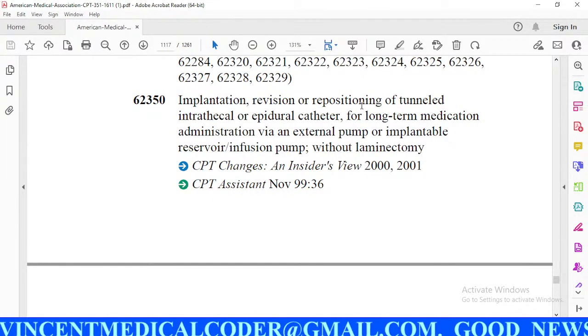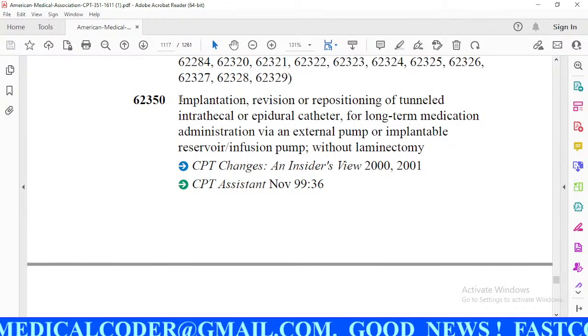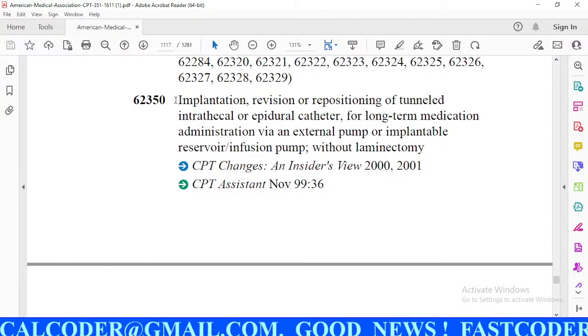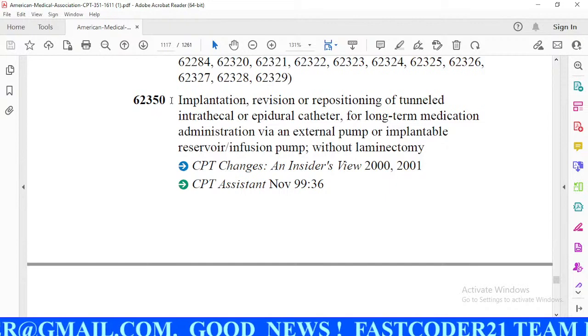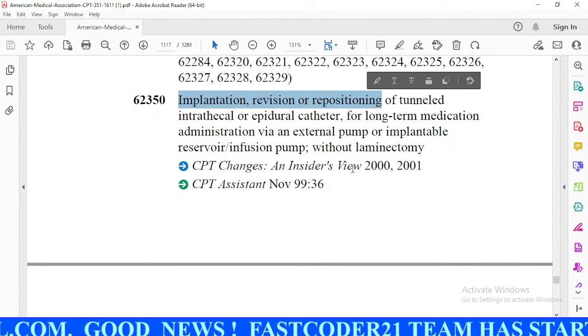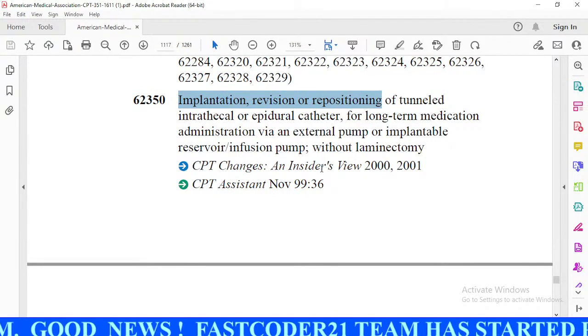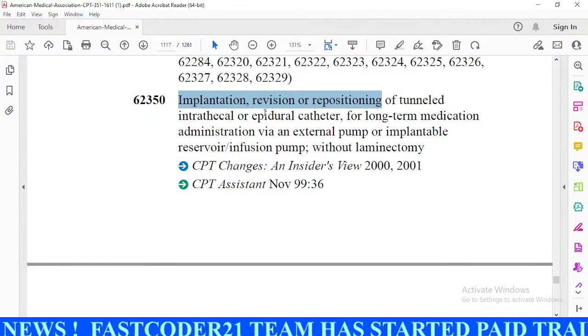Implantation, revision, or repositioning of tunnel. So basically, in our question, the pump and catheter are removed. So here 62350 is implantation, revision, or repositioning. Here the physician has removed the catheter or pump. He did not implant the pump.